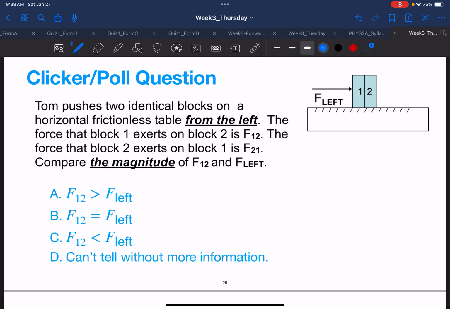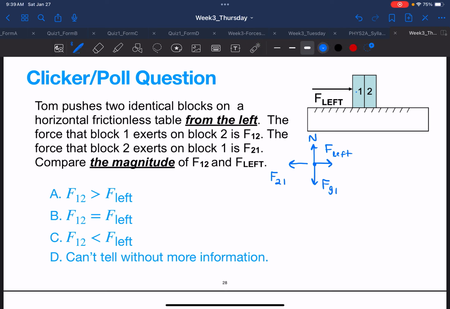So let's go ahead and start with block 1. Block 1 has F left pushing on it. Block 1 has a normal force from the table or the ground. Block 1 also has Fg1, force of gravity. And then finally, F2 on 1, basically how much block 2 pushes back on block 1.